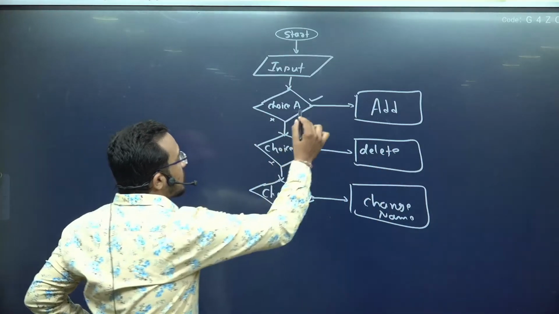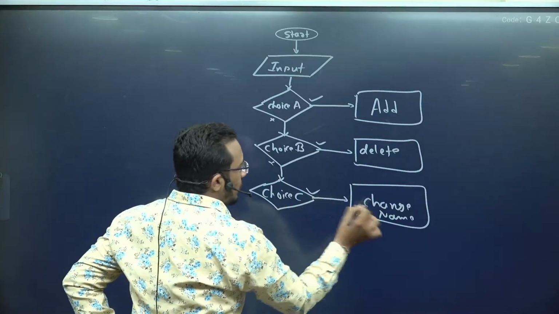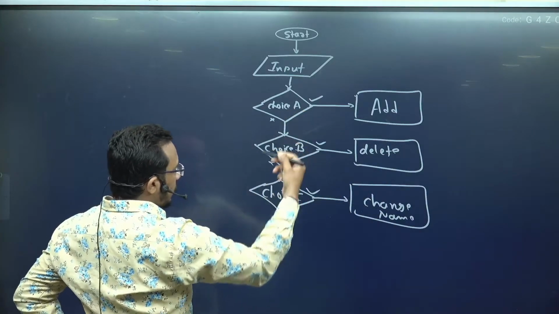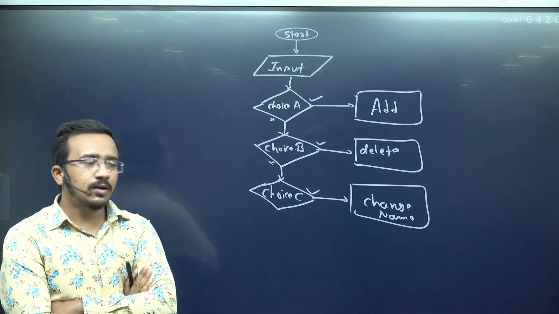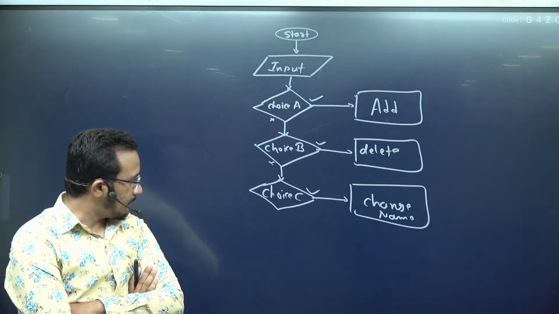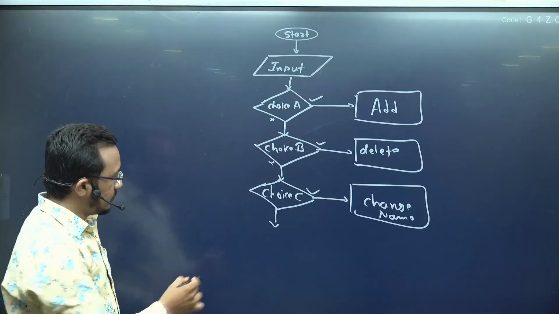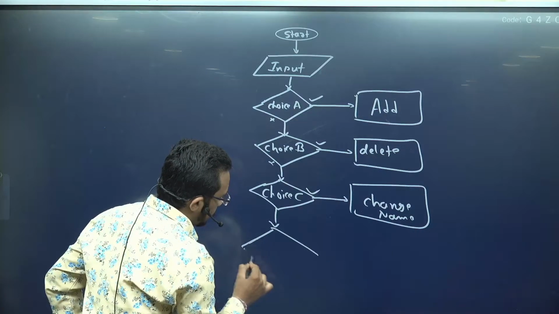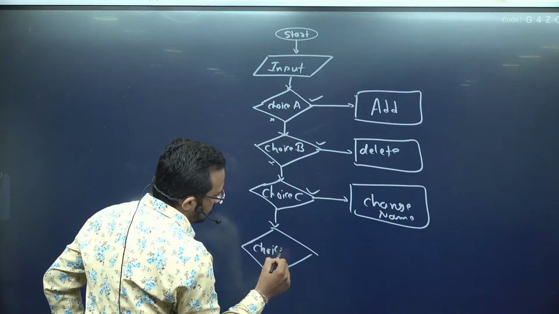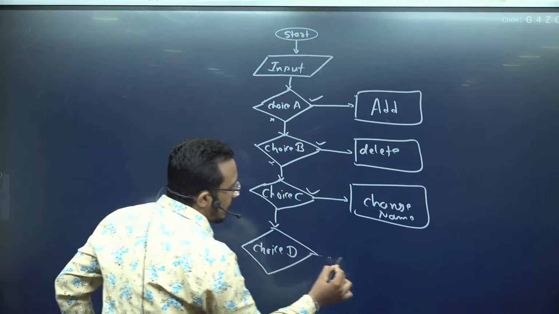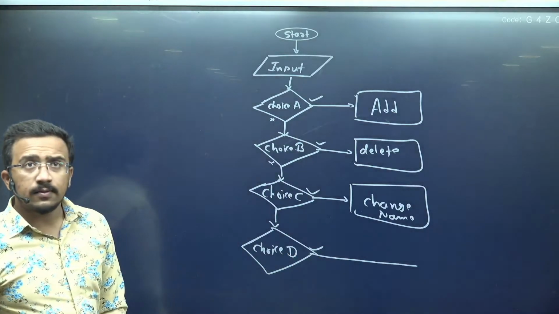If this choice is true, then go for this. If this choice is true, go for this. If this choice is true, go for this. And if not, then change the choices. Good. Very good. And then you have option D. If that's true, then you just go down to end.